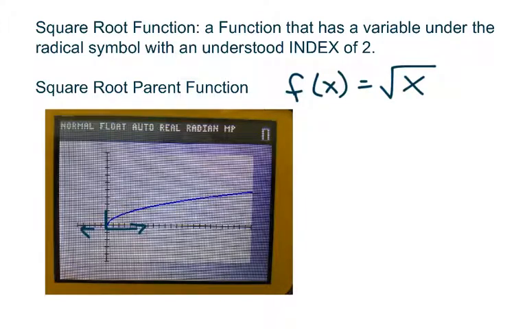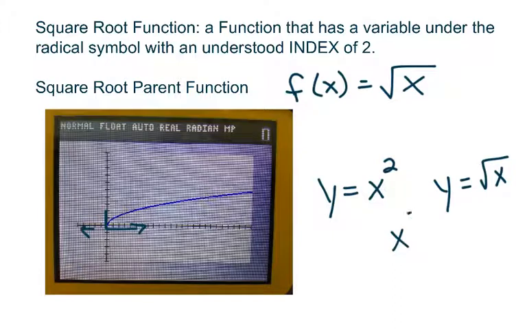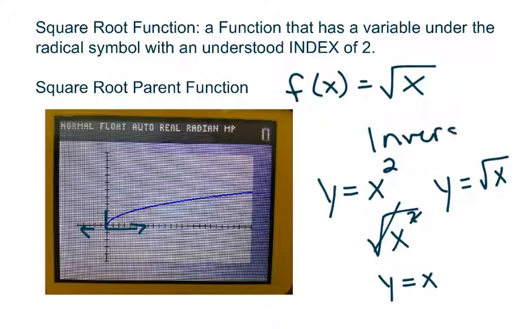So the square root function is what we call the inverse of the quadratic function. Because let's think about it. How do you undo x squared? You take the square root of it. And they cancel each other out. Okay? So we call this the inverse function.